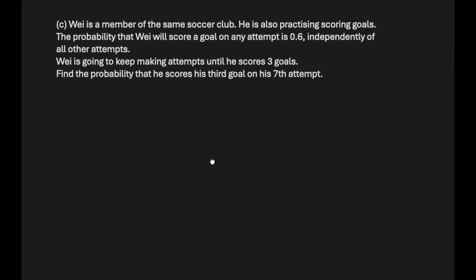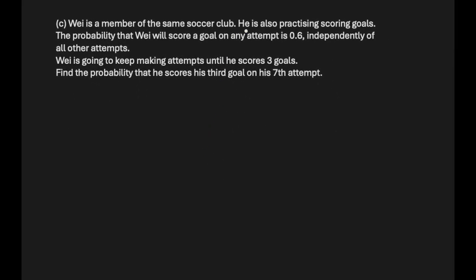Wei is a member of the same soccer club. He is also participating in scoring goals. The probability that Wei scores a goal on any attempt is 0.6, less than Sam, independently of all other attempts. Wei is going to keep making attempts until he scores 3 goals. Find the probability that he scores his 3rd goal on his 7th attempt.